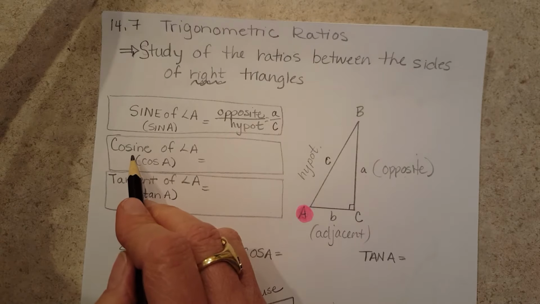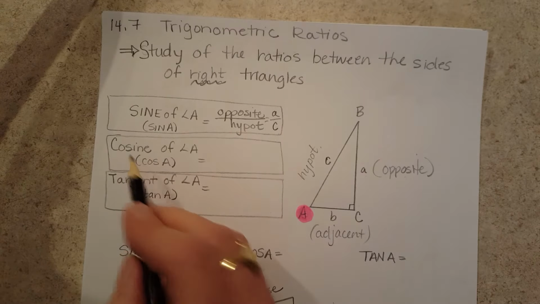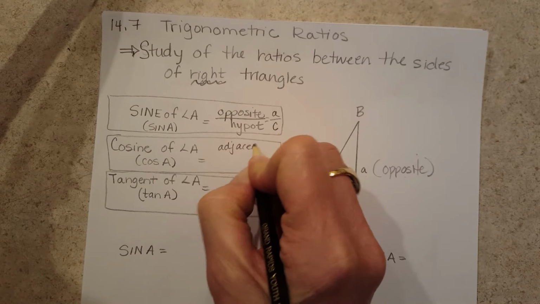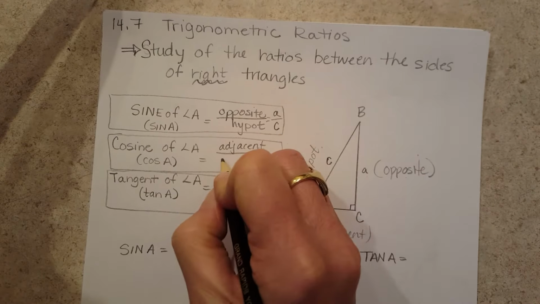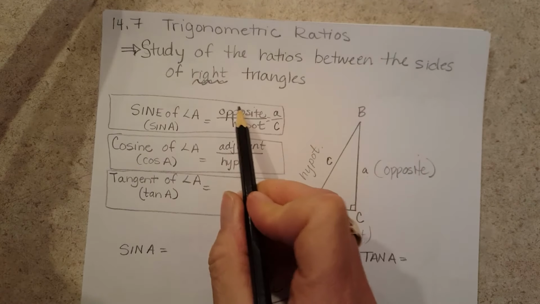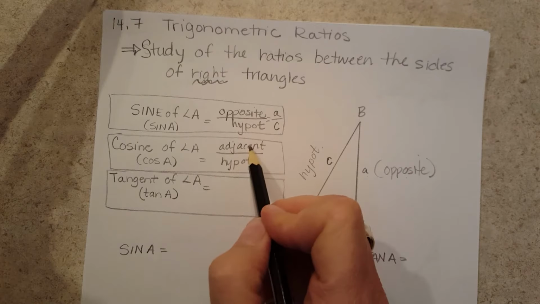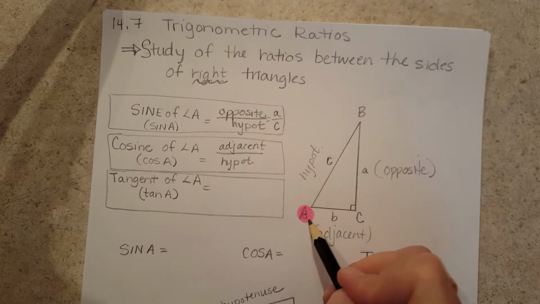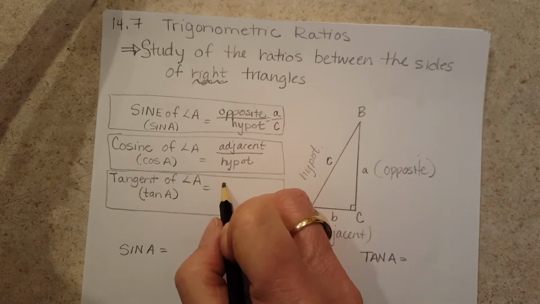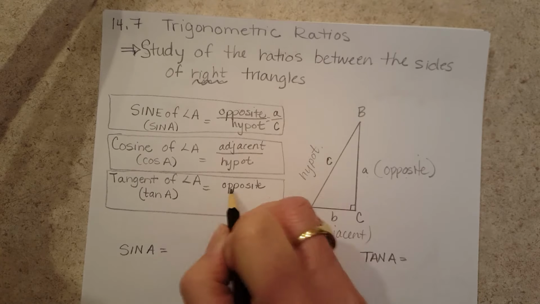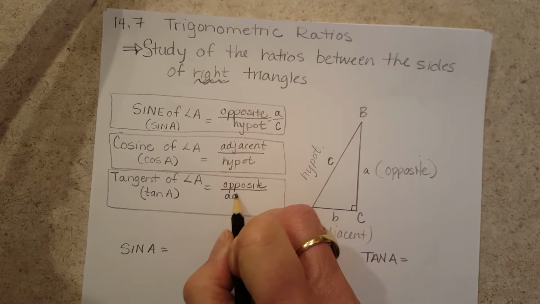Cosine, when you look at the cosine, you're going to look at adjacent over hypotenuse. Okay, so you got opposite over hypotenuse and then adjacent over hypotenuse. Can you guess what tangent of angle A is going to be? Some of you probably can guess. What's the other option? Opposite over adjacent.